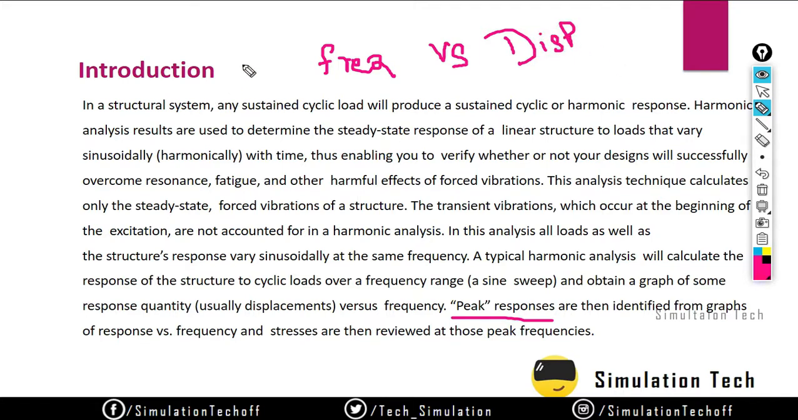So this is what we are interested to find. You can also call it harmonic analysis or frequency response analysis. The next thing, this is what we are interested in: the response versus frequencies. The response is nothing but the displacement in our case. So displacement, velocity, acceleration in terms of frequency you can find in that output.